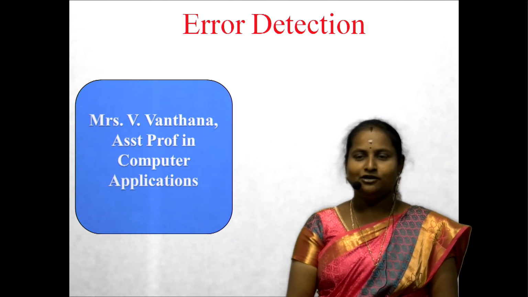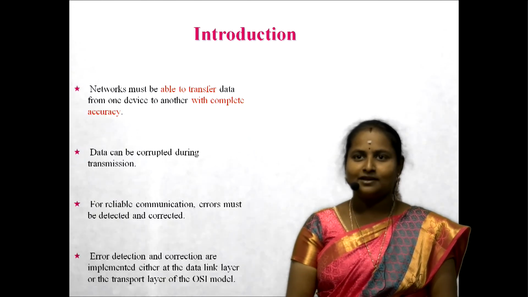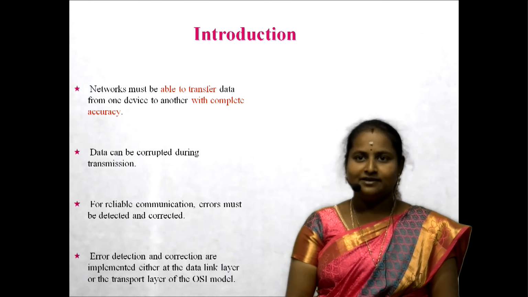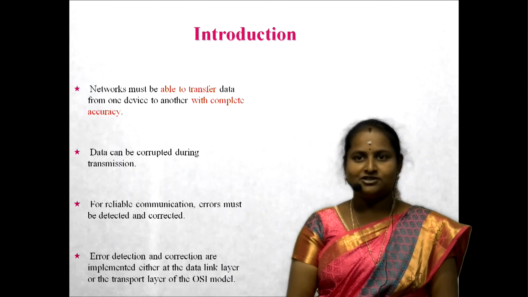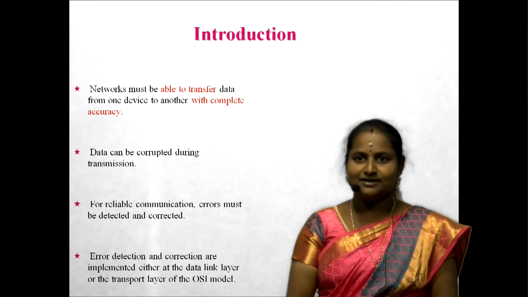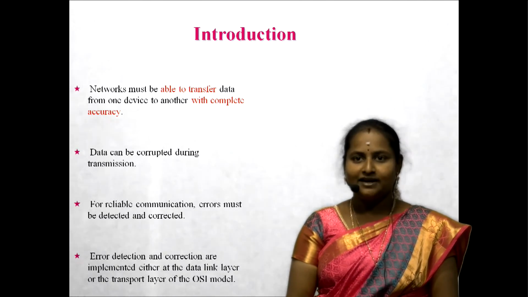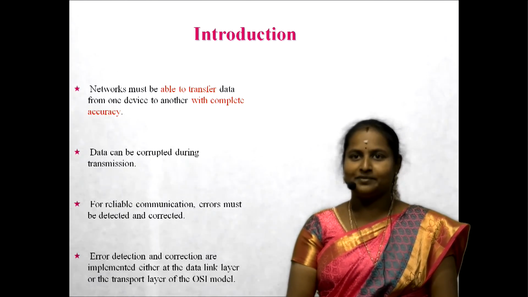Now, this video lecture is about error detection methods in computer networks. In networks, it must be able to transfer data from one device, that is the source machine, to another machine with complete accuracy. But in reality, data can be corrupted during transmission. So, for reliable communication, errors in data must be detected and corrected. Generally, error detection and correction can be implemented either at the data link layer or the transport layer of the OSI model.